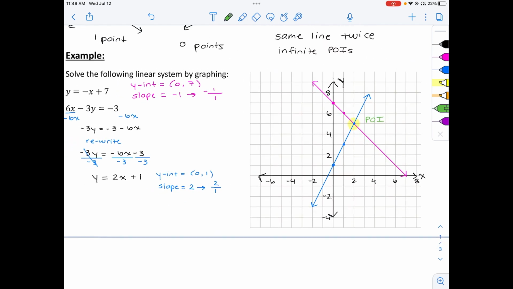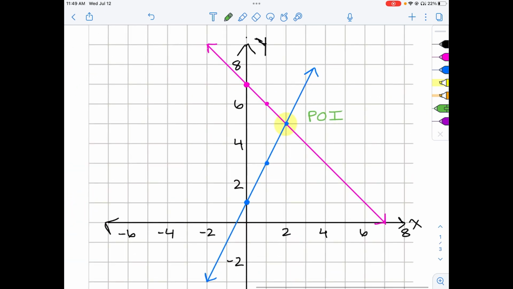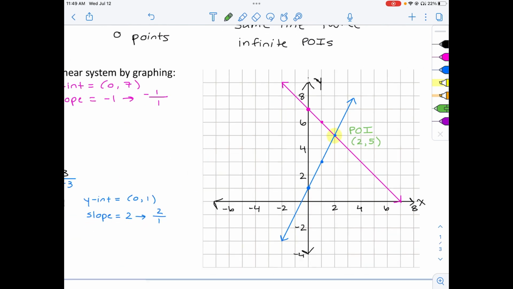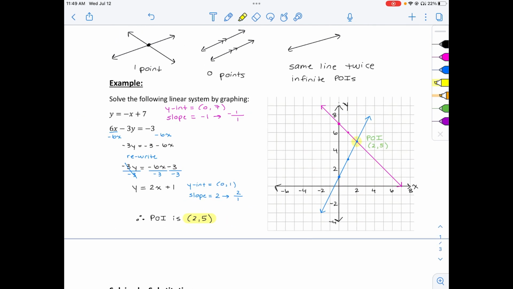So the question was asking me to solve the linear system. So what I need to do is determine the coordinates of that point. If I look at my axes here, this is at 2 on the x-axis and 5 on the y-axis. So for my solution, you can just write therefore POI, which again is point of intersection, is 2, 5. Your solution should be stated as a coordinate because you're finding the coordinate where those lines intersect, and that is how you solve by graphing.